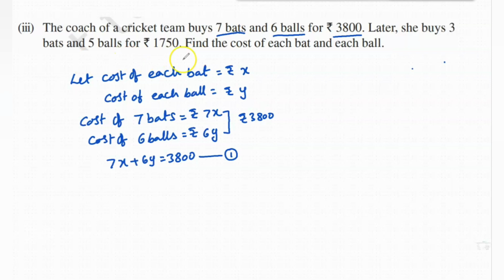Similarly, see the second condition. Later she buys 3 bats and 5 balls for 1750. So the cost of 3 bats is 3x and the cost of 5 balls is 5y, equal to the total cost 1750. Similarly, you can write the second equation also. After getting the two equations, we need to solve them by the substitution method.